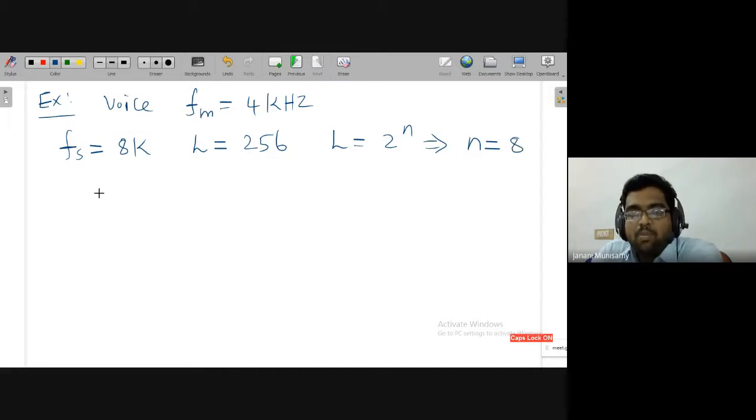Okay, so what is the bit rate? Bit rate is n into fs. n is 8, fs is 8K. Then what is the digital data rate?